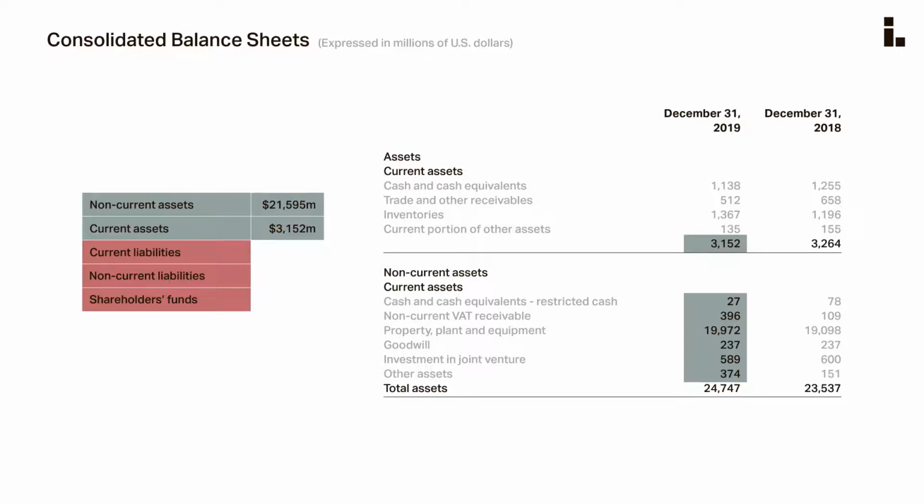Now, there are some other items in both sections that we've not mentioned, but the amounts are relatively quite small. So First Quantum has total assets of $24.7 billion, of which $3.2 billion is either cash or going to become cash soon, and the rest, $21.5 billion, is needed to run the business.